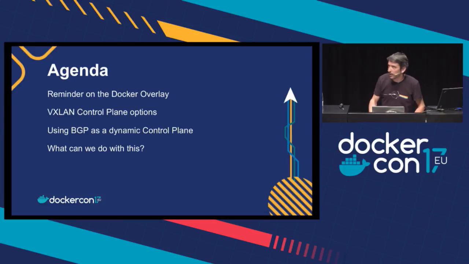So here is what we're going to talk about. The first thing is a quick reminder of how the Docker overlay works. And then we'll talk about the VXLAN control plane option, so how you can distribute VXLAN information in Docker. And then we try and use BGP as a dynamic control plane. I say try because the whole talk is going to be a demo, so I hope the demo gods are going to be with us. And at the end, we'll show a few use cases that we can do with this kind of setup.